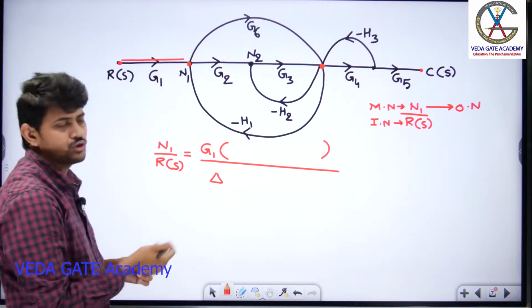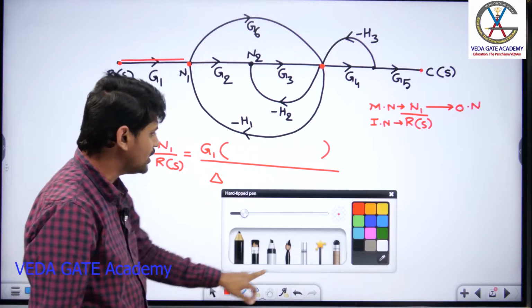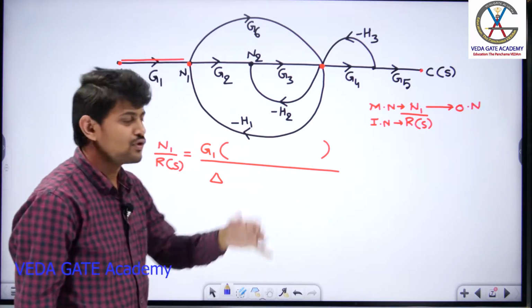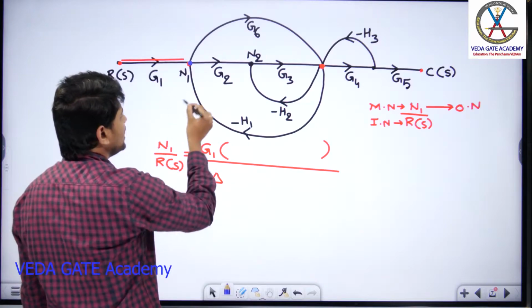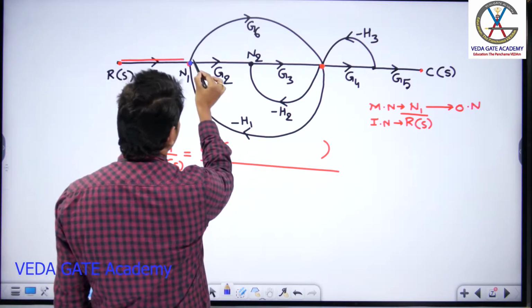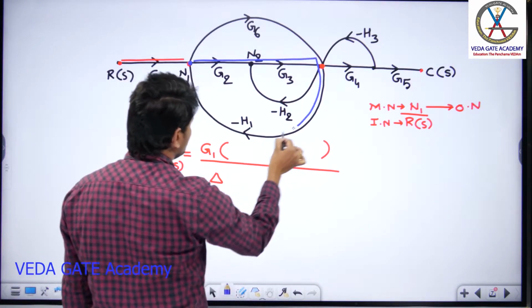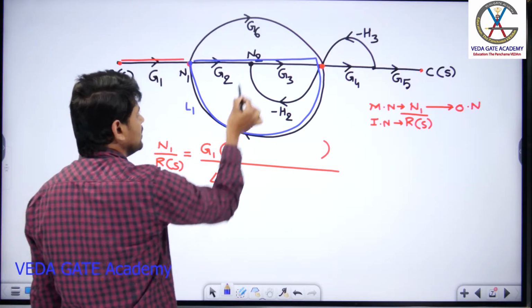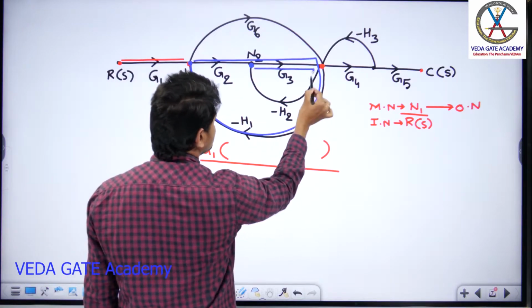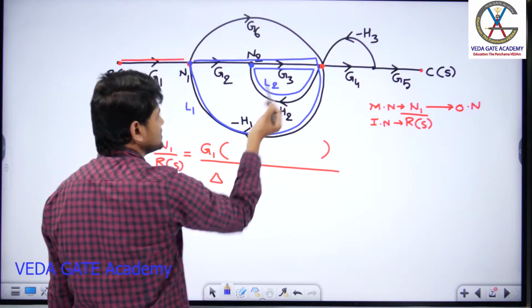So you need to identify the loops. Can you tell me quickly how many loops you are going to get for this given signal flow graph? You can start from any node. If you start from this point, I can travel in this way and I can come back to the same node in this fashion. This becomes loop L1. Whereas if you start from here, I can move in this way and I can come back to the same node in this fashion, loop L2.